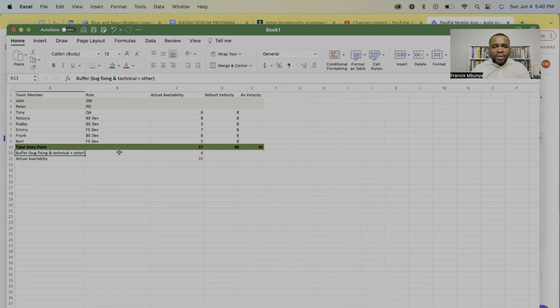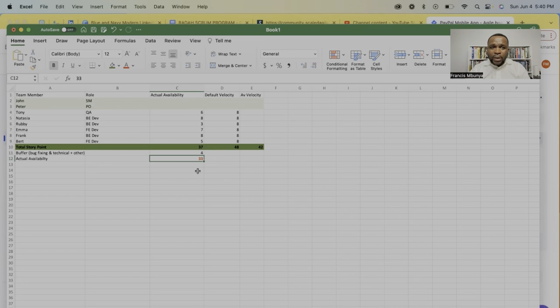We want to keep 10% for fixing bugs, technical debt, and all of that. So if we say 10% of 40, that is approximately 4 story points. If I subtract this, it means that we should be looking at planning around 30 story points. So you already understand what your team can commit to.